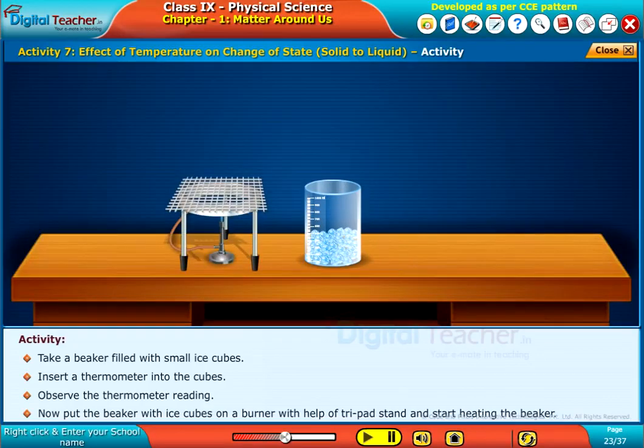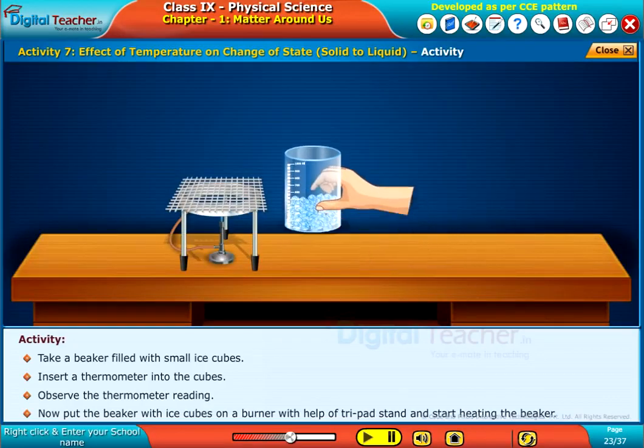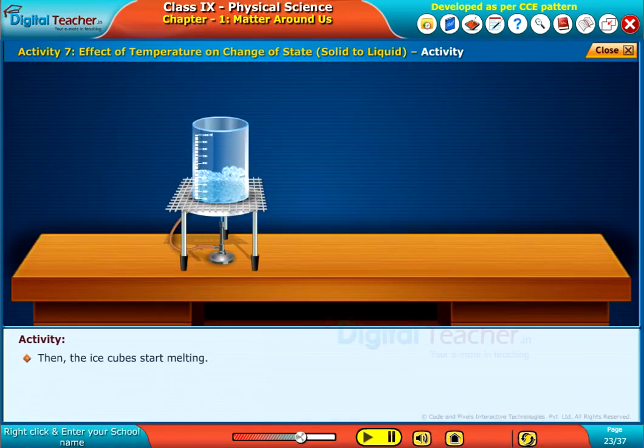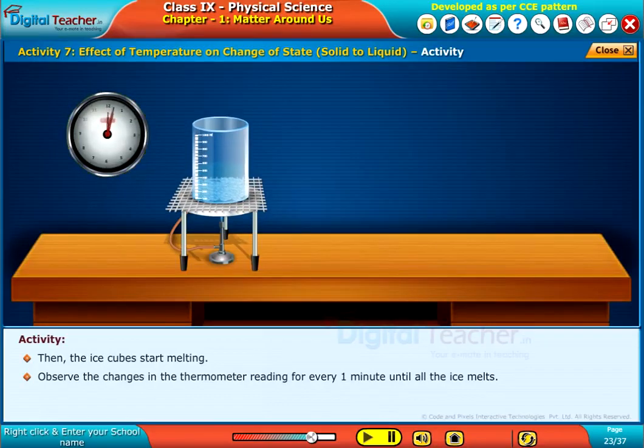Now put the beaker with ice cubes on a burner with help of tripod stand and start heating the beaker. Then the ice cubes start melting. Observe the changes in the thermometer reading for every 1 minute until all the ice melts.